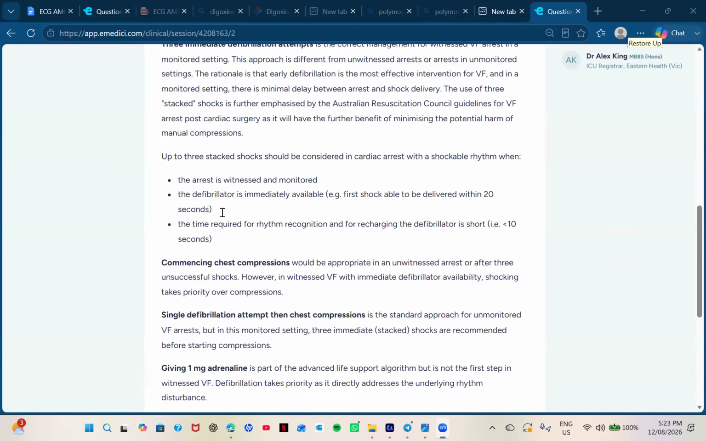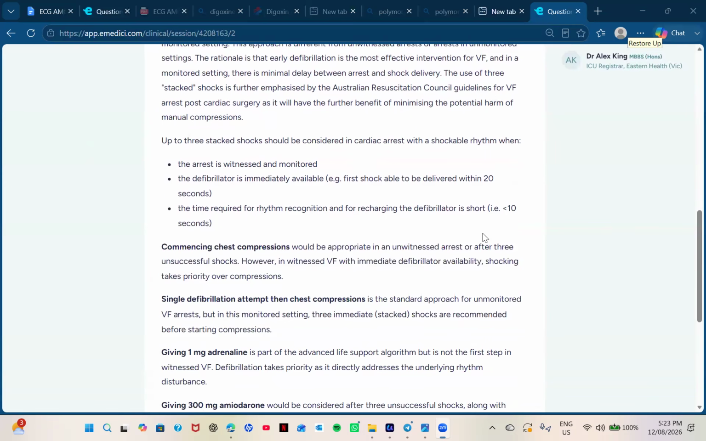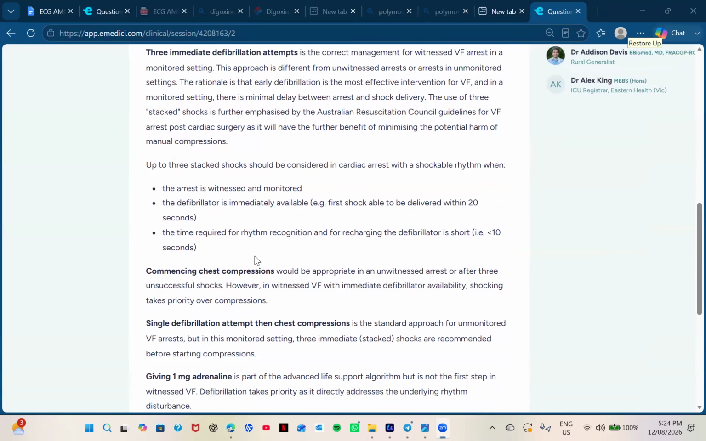Up to three stacked shocks should be considered in a cardiac arrest with a shockable rhythm when the arrest is witnessed and monitored, the defibrillator is immediately available, and the time required for rhythm recognition and recharging the defibrillator is short, less than 10 seconds.